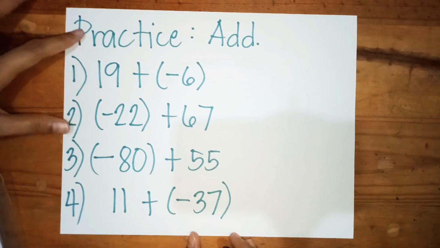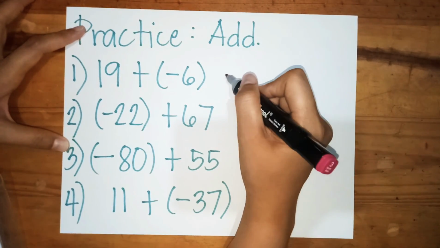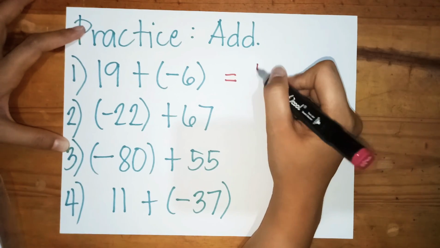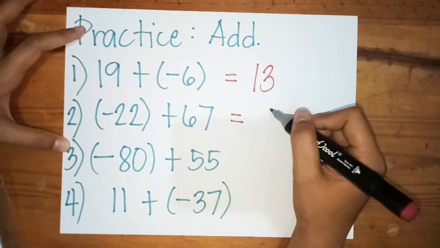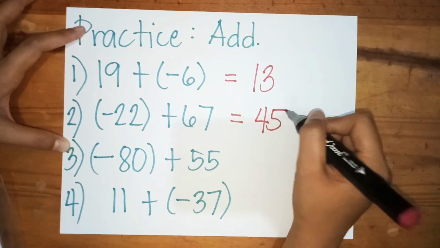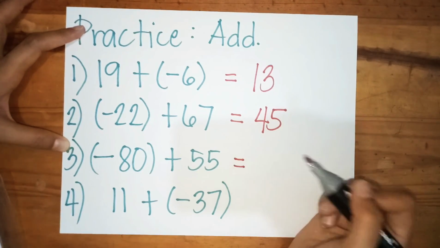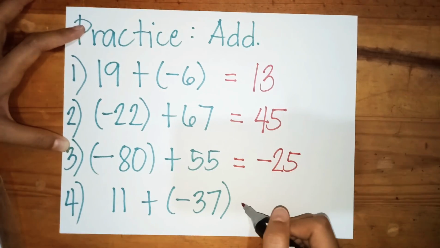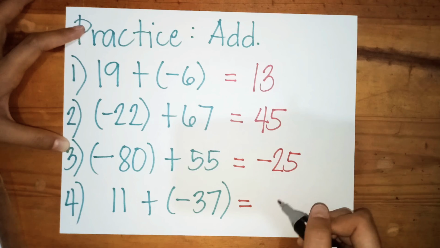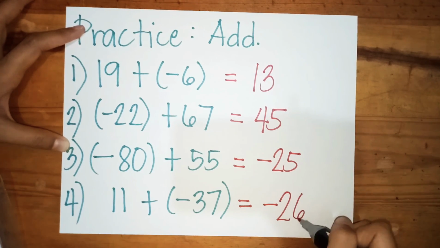Okay, now let us check your answer. For number 1, our answer is positive 13. For number 2, our answer is positive 45. For number 3, the answer is negative 25. And for number 4, the answer is negative 26.